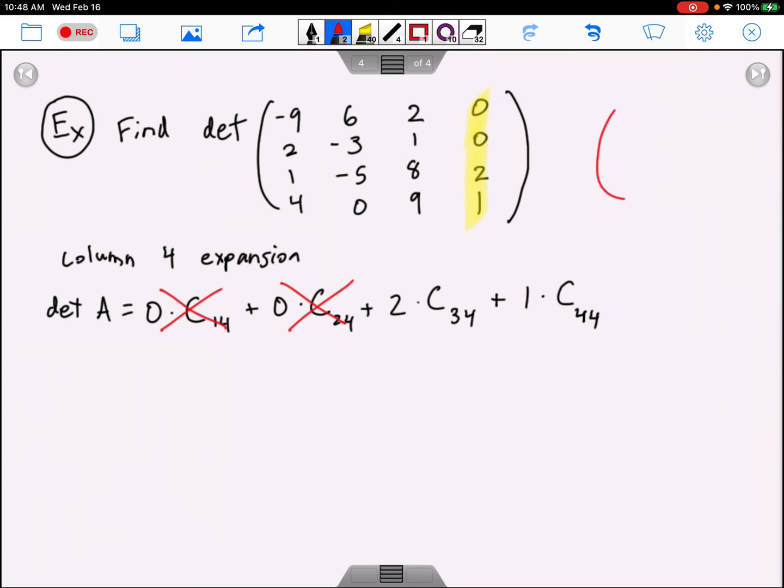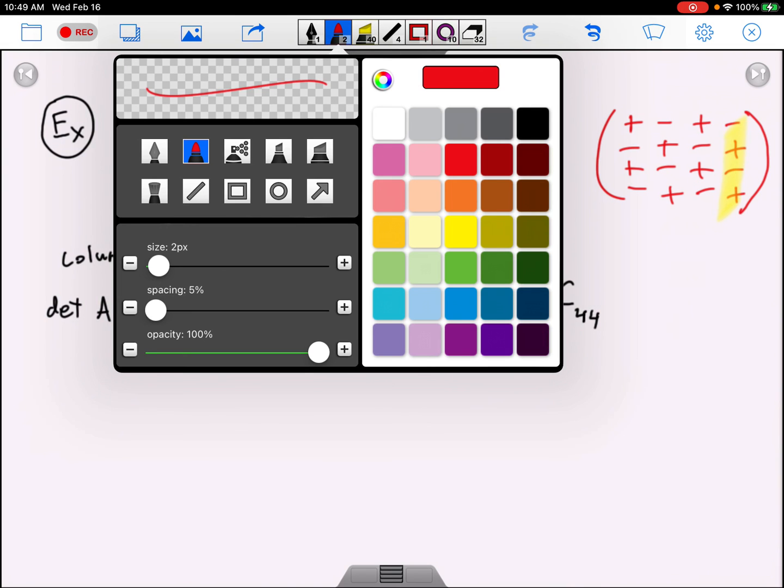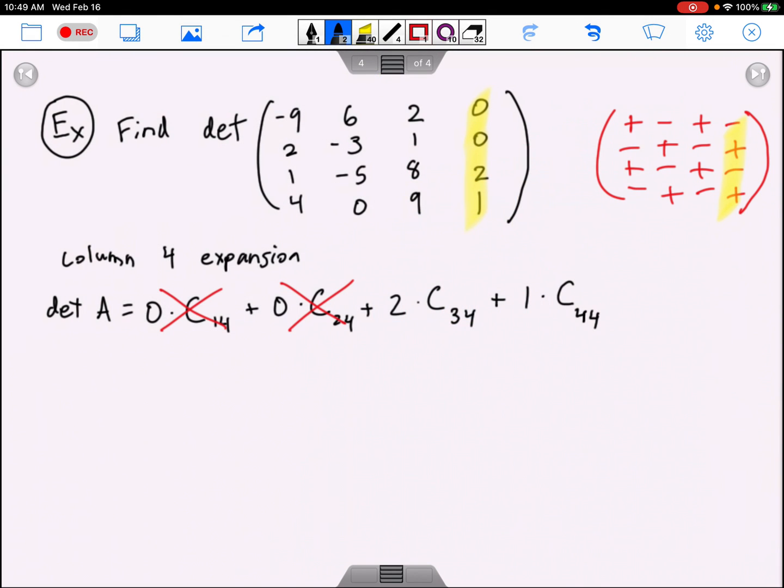And let's look at our sign chart here that's going to help us with our cofactor. We have plus, minus, plus, minus, minus, plus, minus, plus, plus, minus, plus, minus, minus, plus, minus, plus. And so we're looking at this column right there. Those are the signs that are going to be associated with each cofactor. So let's go now with cofactor 3, 4. What is cofactor 3, 4 going to be?